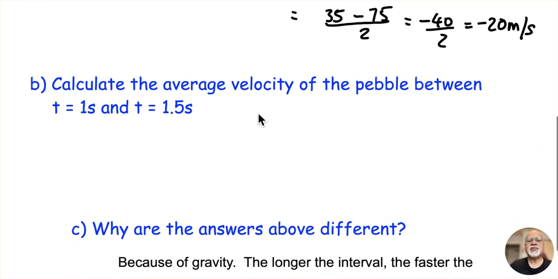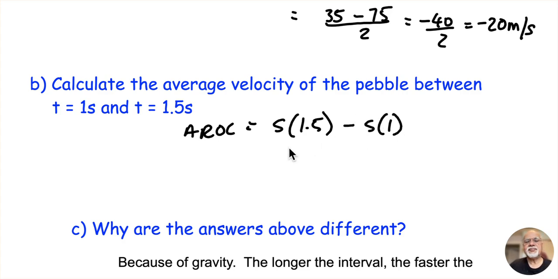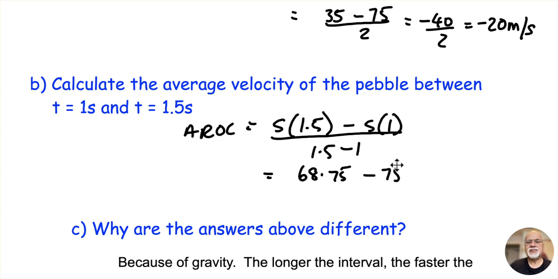If we now calculate the average velocity of the pebble between 1 second and 1.5, the average rate of change, remember, would be the displacement at 1.5 minus s of 1, divided by 1.5 minus 1. And so that comes to 68.75 minus 75, all divided by 0.5. And that works out to minus 12.5 meters per second.